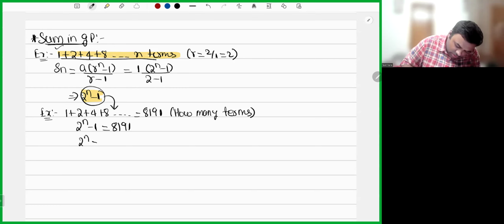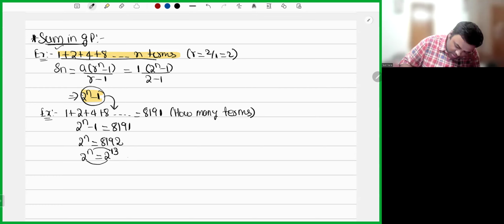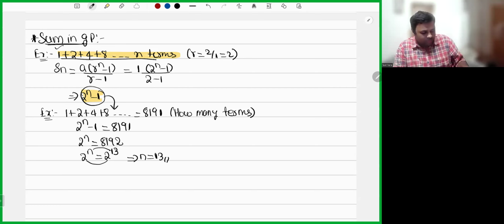So 2 power n is equal to 8192. Now 8192, how can you write in terms of 2? 2 into 2 into 2, counting: 1, 2, 3, 4, 5, 6, 7, 8, 9, 10, 11, 12, 13. 2 power 13. Bases are equal, so powers can be equated. So the value of n is equal to 13. Okay. 1 plus 2 plus 4 plus 8 so on till 13 terms will give you 8191. Okay. So I hope that's fine, everybody. Next.